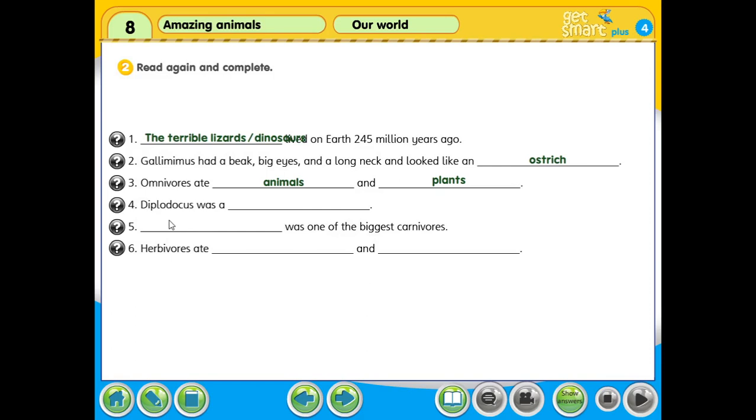Number 4, Diplodocus was a herbivore. Number 5, one of the biggest carnivores is the T-Rex. It is a short form. Yes, Tyrannosaurus or T-Rex was one of the biggest carnivores. Number 6, herbivores ate plants and tree leaves. Please check your answer now.